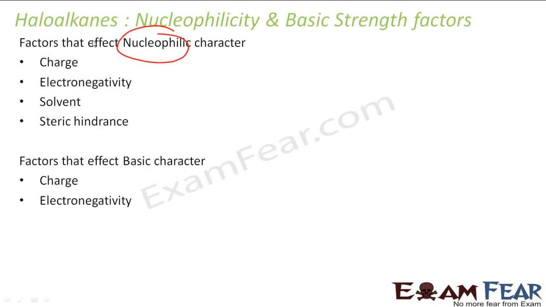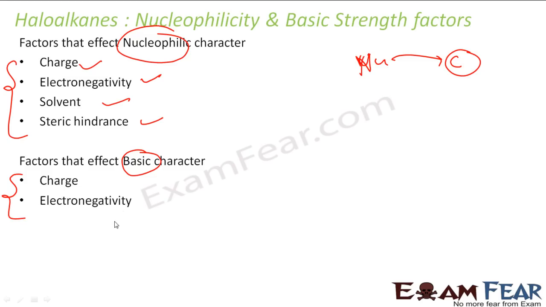So, factors that affect nucleophilic character. I'm talking about the nucleophilic character where the nucleophile attacks carbon. So that is charge, electronegativity, the solvent which we are using, and the steric hindrance. But when we talk about the factors that affect basic character, there are only two factors, that is charge or electronegativity. So when you talk about whether a compound is basic or not, we don't care which solvent we are using, we don't care about the steric hindrance. But when you talk about the nucleophilic character, for example, this is my OH⁻ base attacking a hydrogen, right? In this case, when you talk about the base, we talk only about the charge and electronegativity of the compound. But when we talk about the nucleophilic character, we talk about four factors, right?